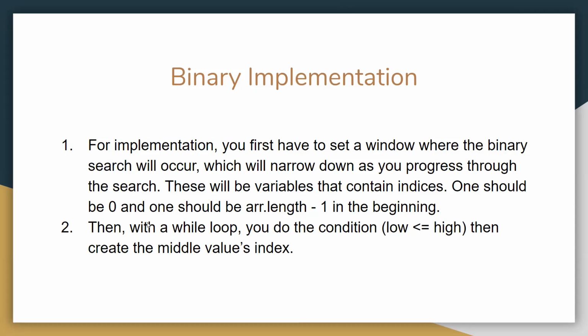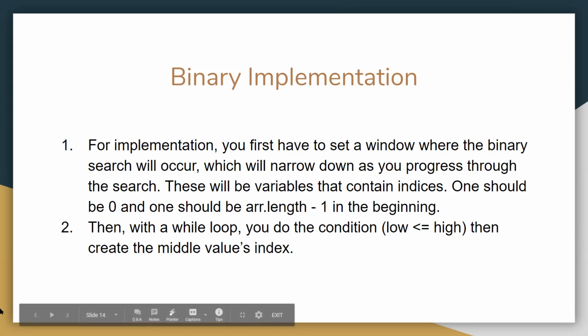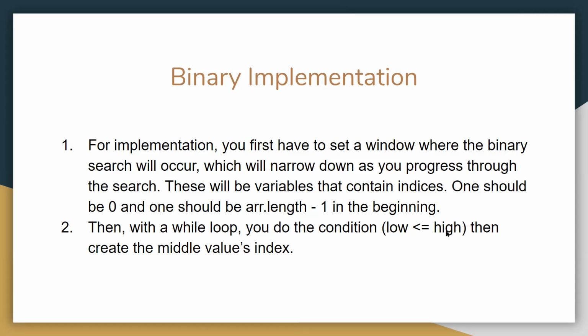So we're talking about how to implement the while loop version, but remember that you can implement it through recursion as well, and you'll see that in a second. But we're talking about the while loop right now. With a while loop, you do the condition low is less than or equal to high. Then you create the middle value's index. Again, you'll see that in a second.